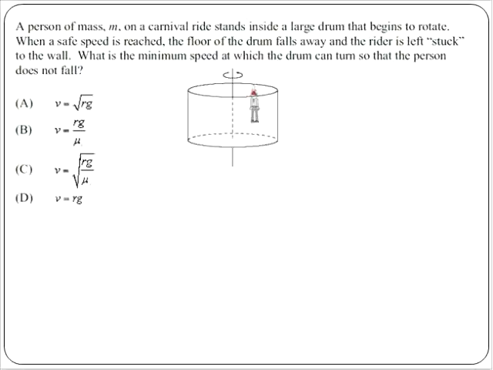What happens is it starts to spin around faster and faster, and eventually when it gets to a safe speed, the floor drops out from under you and you're left stuck to the wall. Now there's a safety harness on you, but essentially the only thing holding you up is the friction. We want to know what the minimum speed would be at which the drum can turn so that the person does not fall. Well, let's look at the forces that are acting on this person.